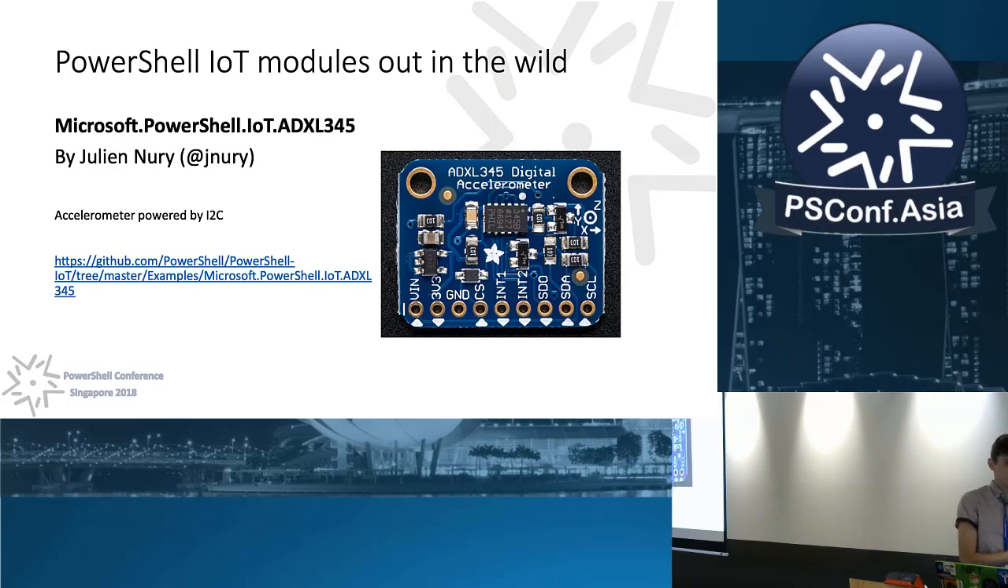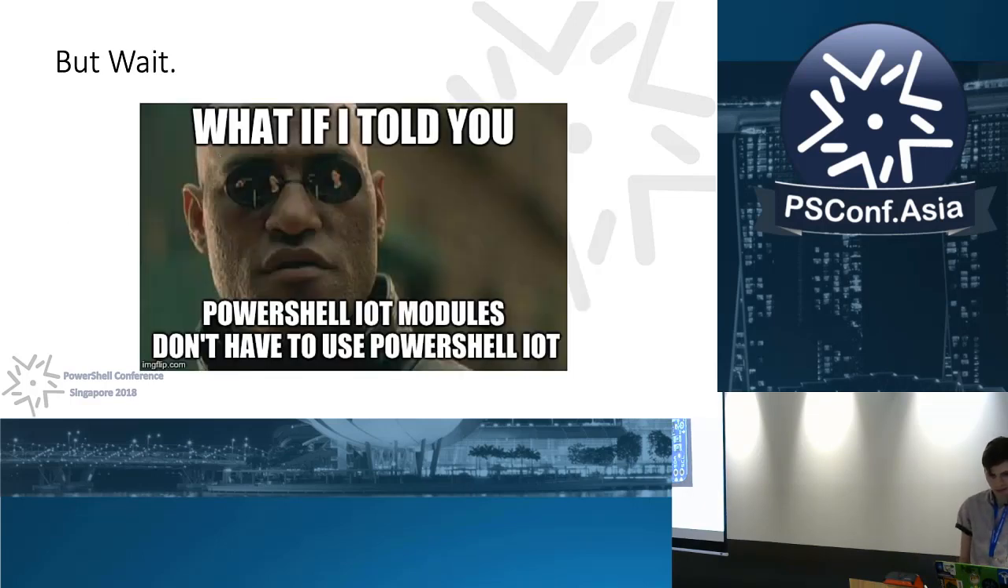There's also this one, the ADXL345, which is an accelerometer. And the demo that Julian did at PSConf EU, which I was not there for, but I heard that he did the whole write progress thing that you saw me do, but with an accelerometer. So he had X, Y, Z, and he would move it around, and all the things would go across, and it was really cool. So accelerometer powered by I2C. That's actually in the PowerShell IoT repo, in the examples. He contributed that there.